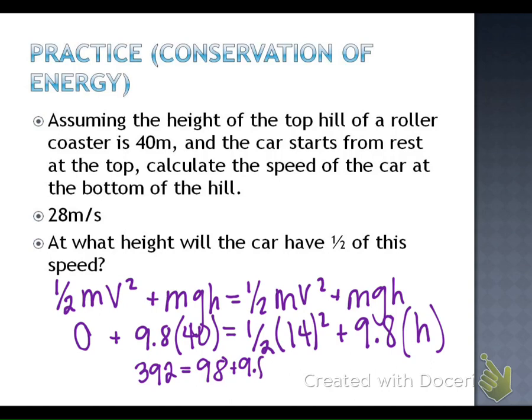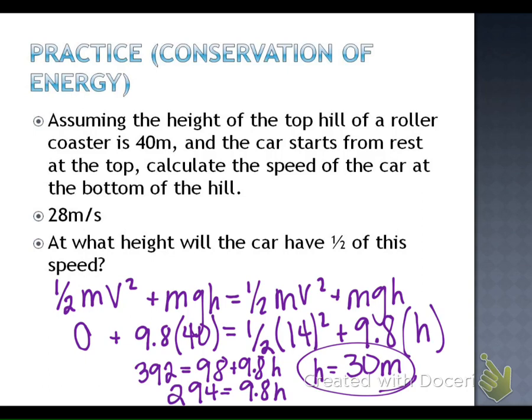What'd you get? You got 39.83. Is that right? I did not. You need to subtract over the 98, and then you can divide by the 9.8. Okay? So I got my final height to be 30 meters. Right?